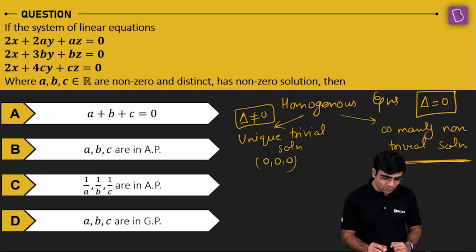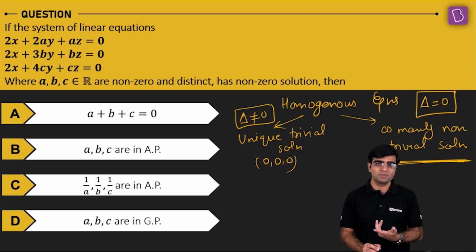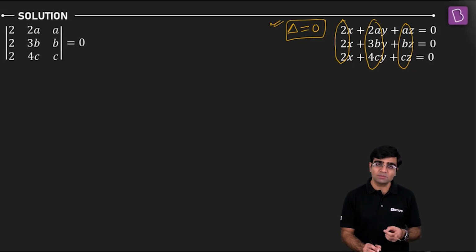So what were my options, by the way? My options were simply these, right? Either a plus b plus c equal to 0, or a, b, c are in AP, or 1 upon a, 1 upon b, 1 upon c are in AP, or a, b, c are in GP, right? So I just have to figure it out. So I'll quickly move on to my calculation part.